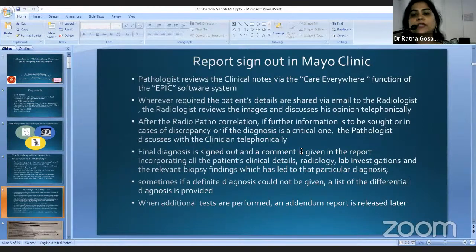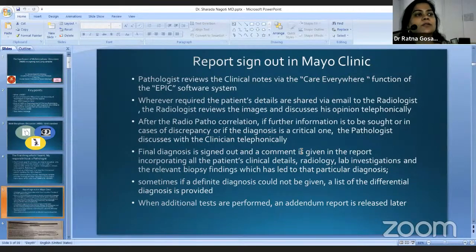So wherever required, the patient details are shared via email with the radiologist. The radiologist then reviews the images and discusses his opinion telephonically. After the radio-pathological correlation, if further information is to be sought, or in case of discrepancy of the diagnosis, or if the diagnosis is a critical one, then the pathologist first discusses with the clinician telephonically. And then the final diagnosis is signed out. A comment is given in the report incorporating all the patient's details, the radiology investigations, the lab investigations, and the relevant biopsy findings which have led to that particular diagnosis.